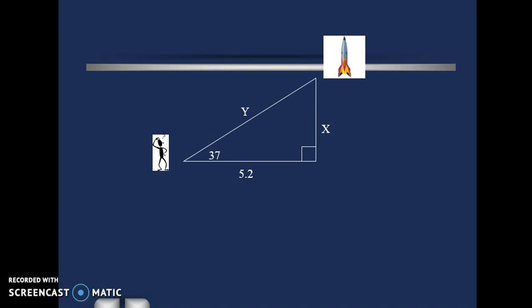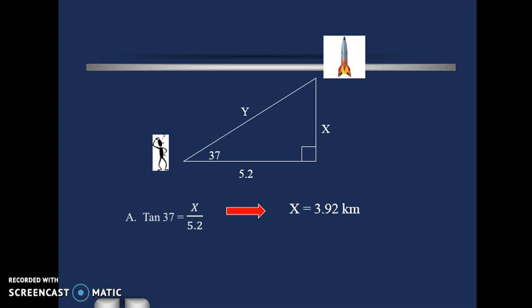So in order to answer question A, which represents finding x, which is how high the rocket is, we are going to use tangent 37. Why? Because x represents the side opposite to 37 degrees and 5.2 represents the side adjacent to 37 degrees. Doing the calculations, cross multiply on the calculator, we're going to end up having x, which is the height of the rocket, being equal to 3.92 kilometers.